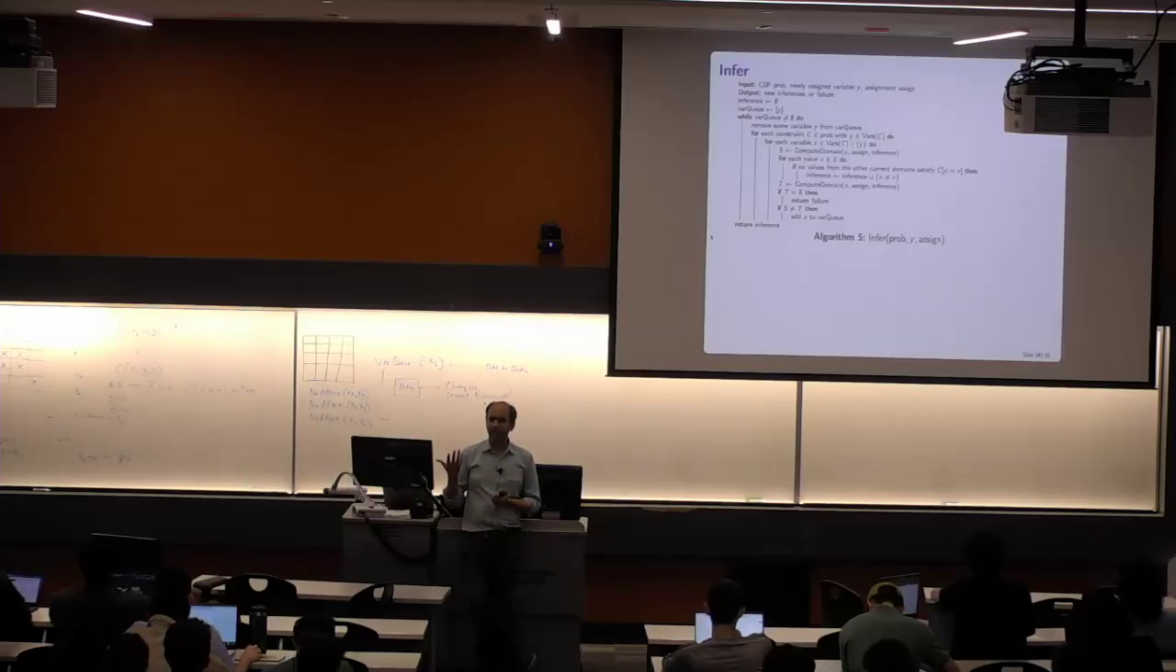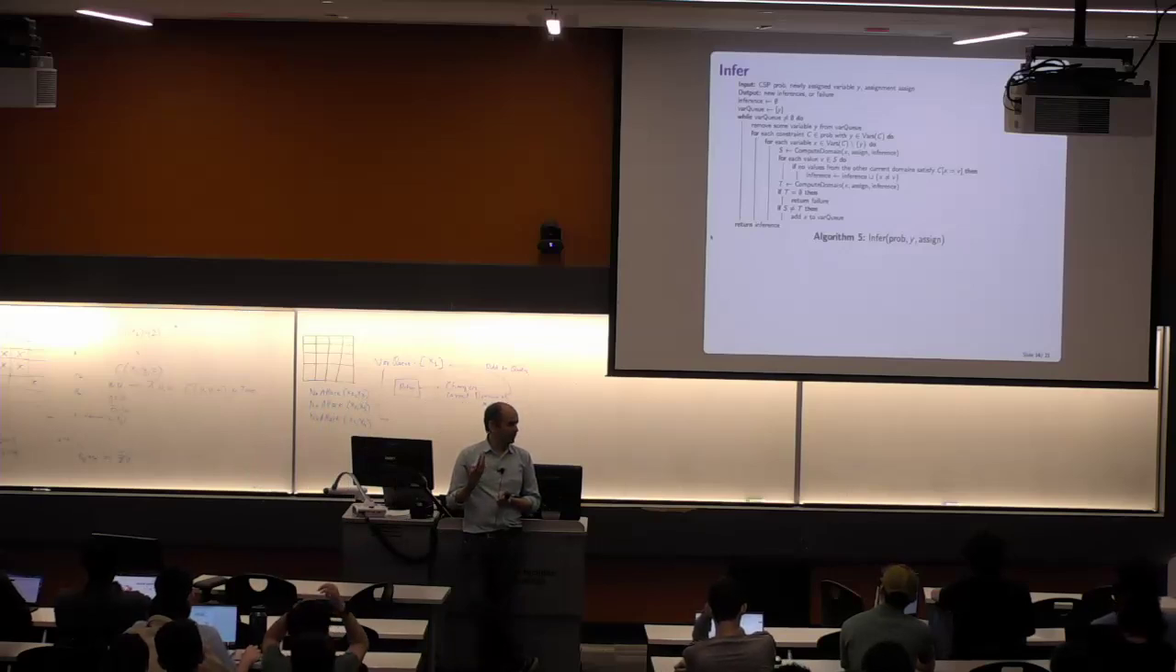How can we save on time? We have this queue where we keep adding these variables, right? So if we want to save some effort, then we should add fewer variables, right? Which means that we should make our test that we are doing when to add the variable stronger.